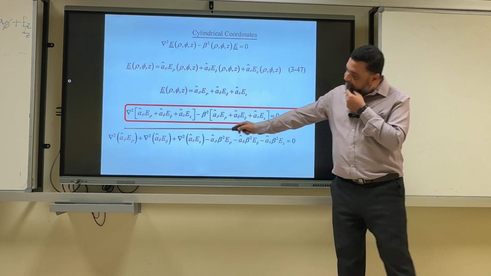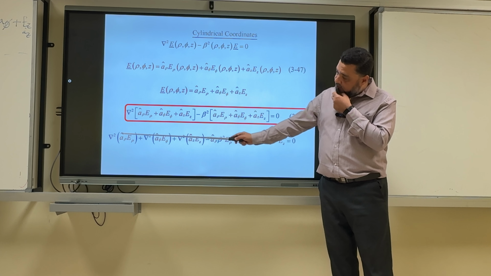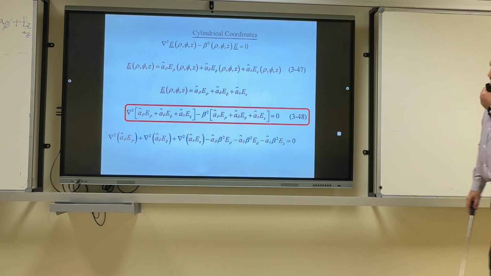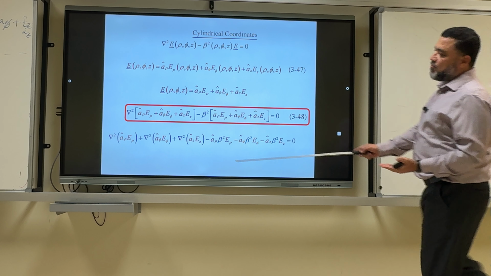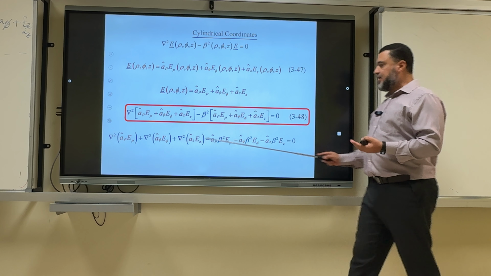Now I need to take del square, the Laplacian operator, for E rho in the rho direction, E phi in the phi direction, and E z in the z direction. How can I proceed here? I cannot take E rho out. If I could take this out like what I did before, it would be easy. I would have three scalar equations.